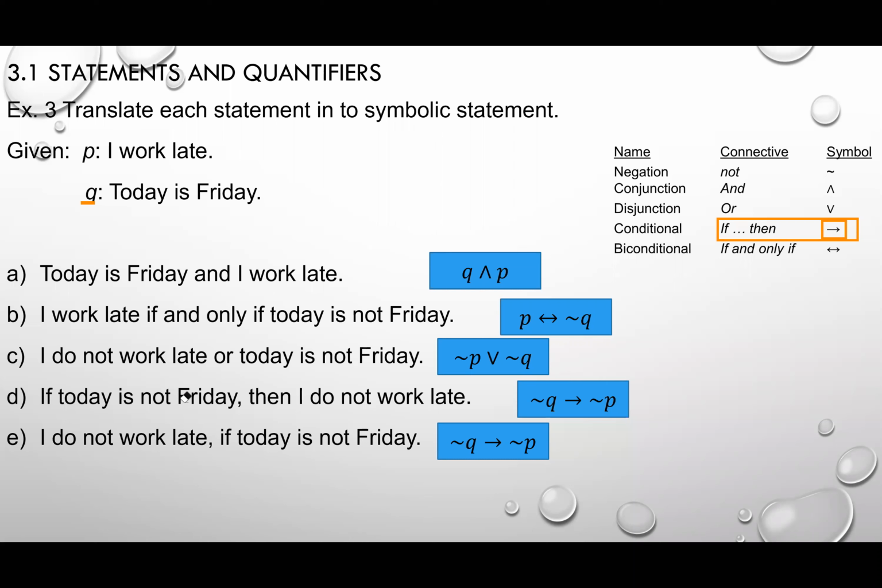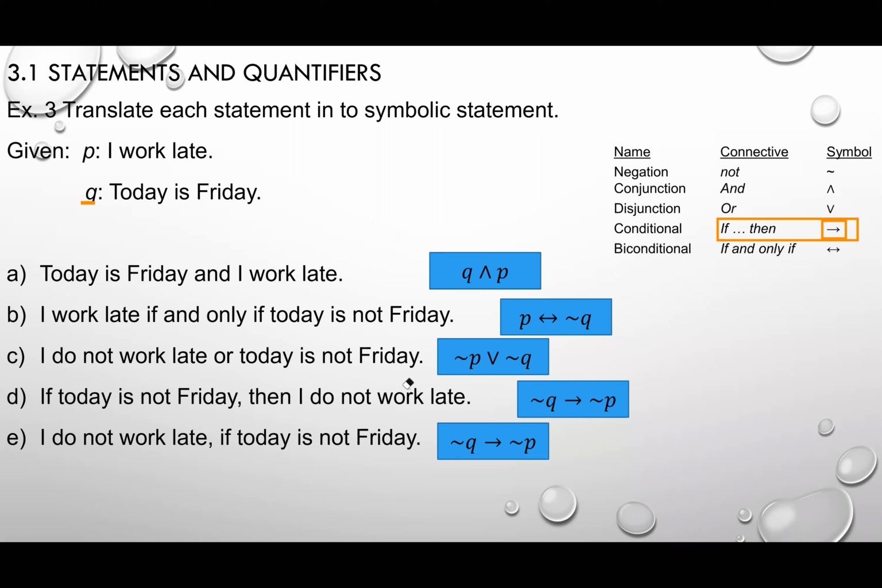Meaning, again, basically, if Friday, then I work late, right? But again, if today is not Friday, then I do not work late. As you can see right here, I do not work late if today is not Friday, meaning same thing. The first thing that has to happen is if today is not Friday, meaning it's got to be not Friday. And once it's not Friday, then the result is I do not work late. So for the if-then conditional statement, you have to ask yourself, what is the condition? What is the first thing that has to happen? And then once you identify the first thing that has to happen, what is the result?